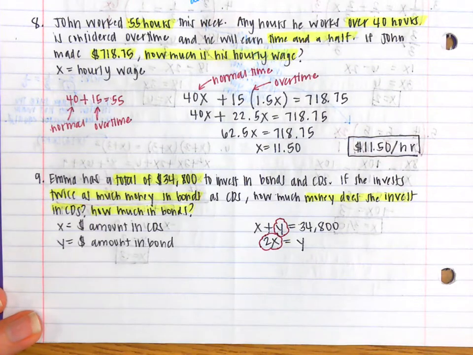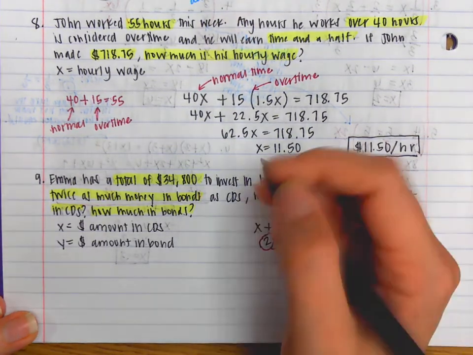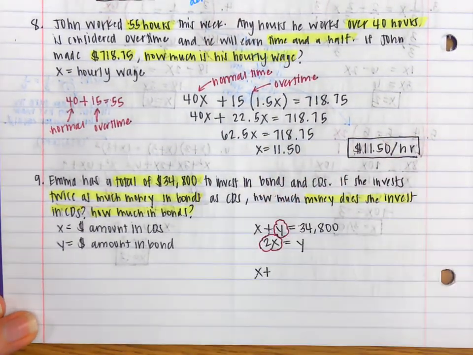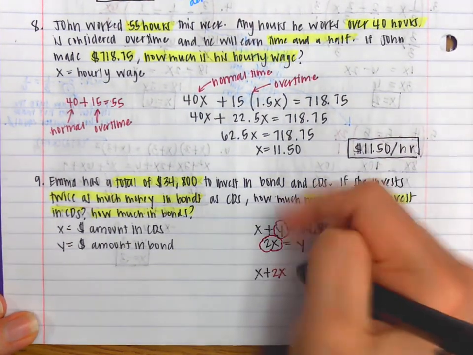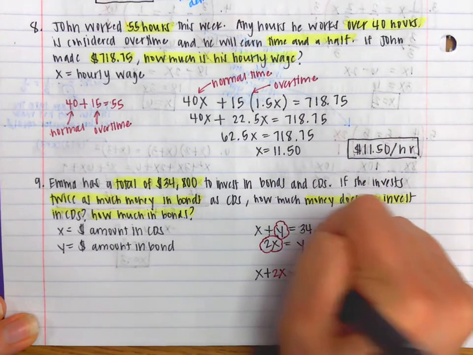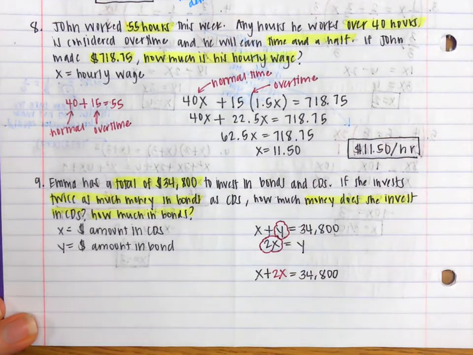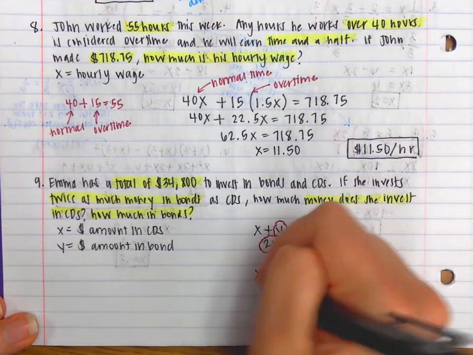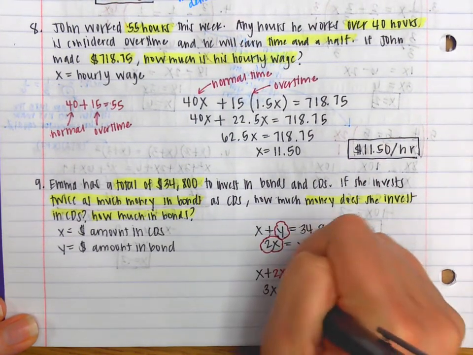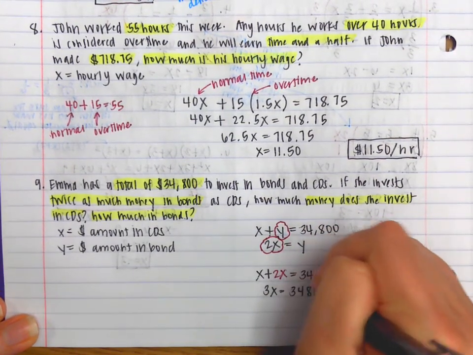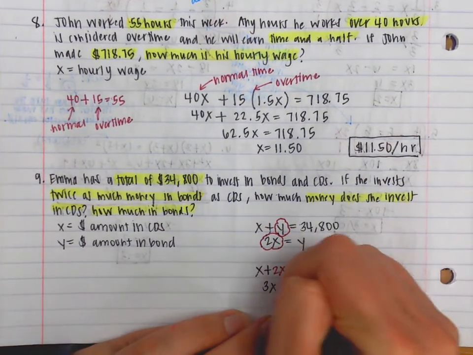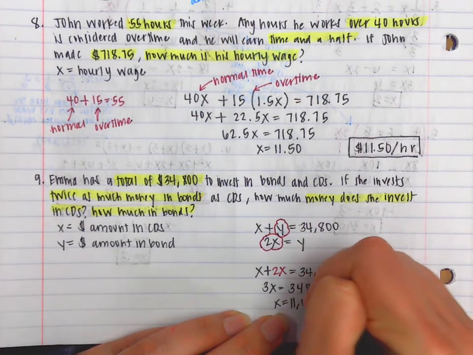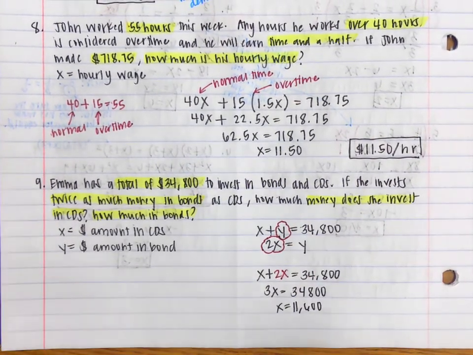Okay, so we're going to substitute in. X is going to stay the same. Instead of y, I'm going to put 2x equals 34,800. Combine my like terms. X plus 2x is 3x. Divide both sides by 3, and I get x is equal to 11,600. So we got our x.